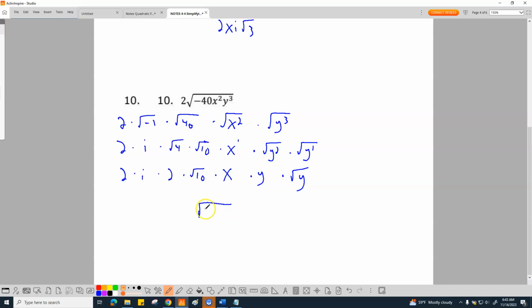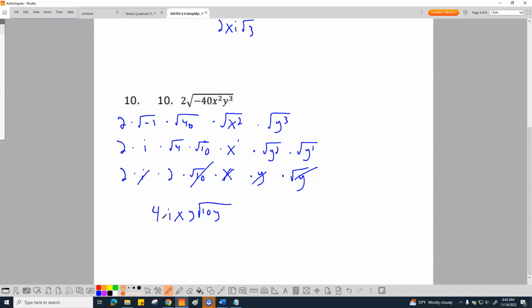And we're going to go through. What's inside the house? At this point, we have 10. That's good. We have y. That's good. And now what's outside the house? Let's see, I have a y and an x outside. So let's get rid of that. And then I have an i outside of that. Let's get rid of that. And then I have a 2 times 2, which is a 4.